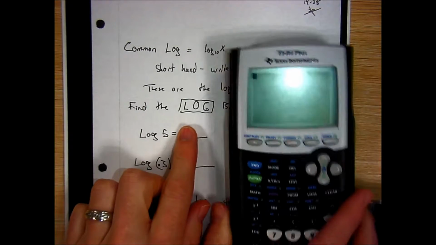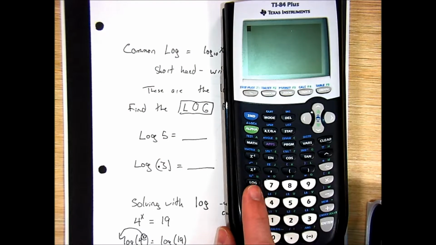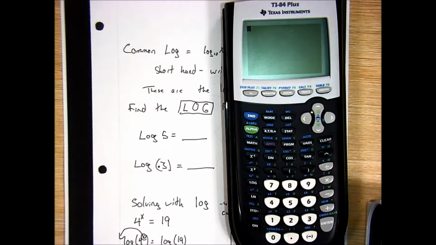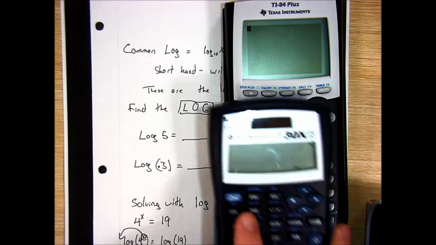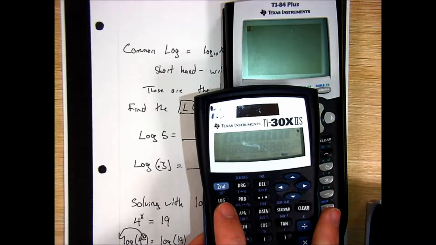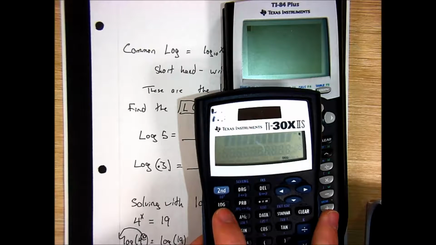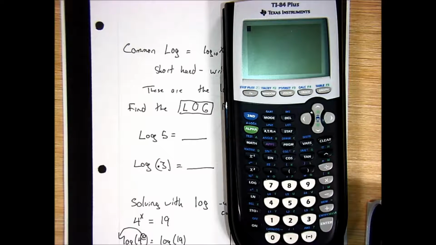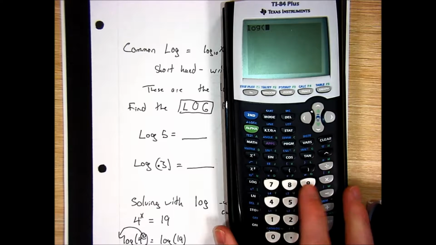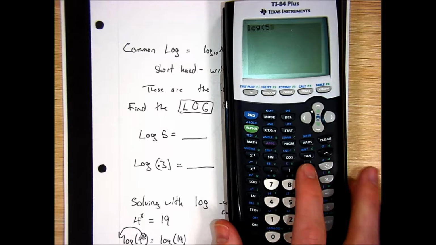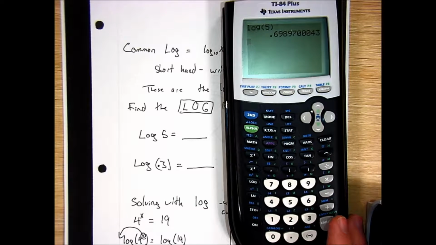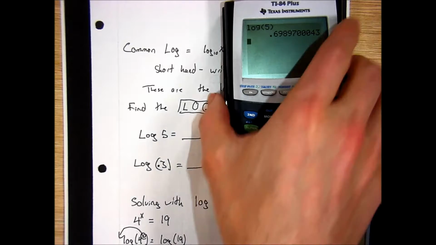Okay, find the log button on your calculator. It should be right here next to the 7. Or even on a regular scientific calculator, the log button's up here by the second key. Alright, so piece of cake. If we're doing something like log of 5, we just type that in, close the parentheses, and there we go. Pretty easy stuff to do.